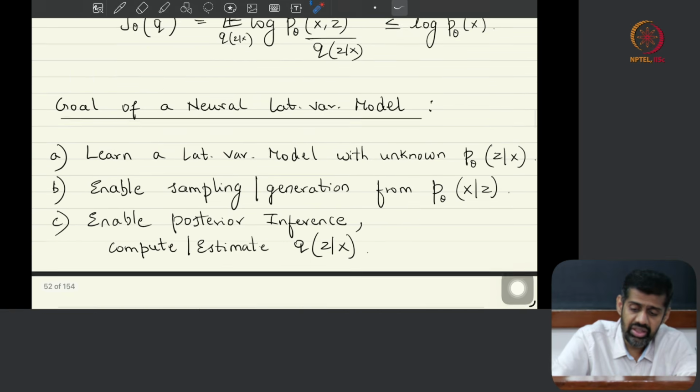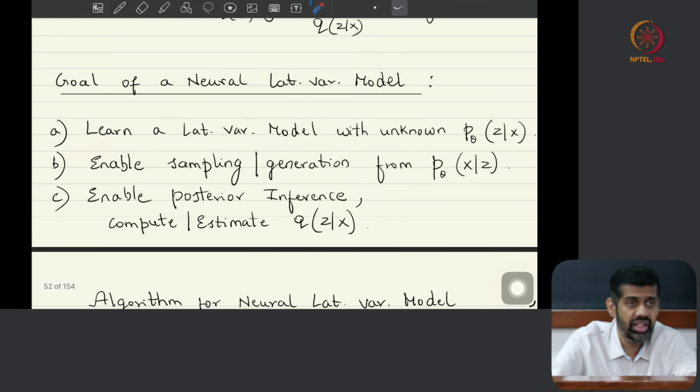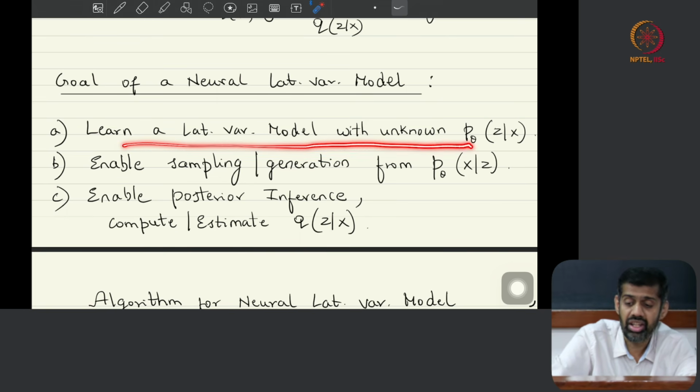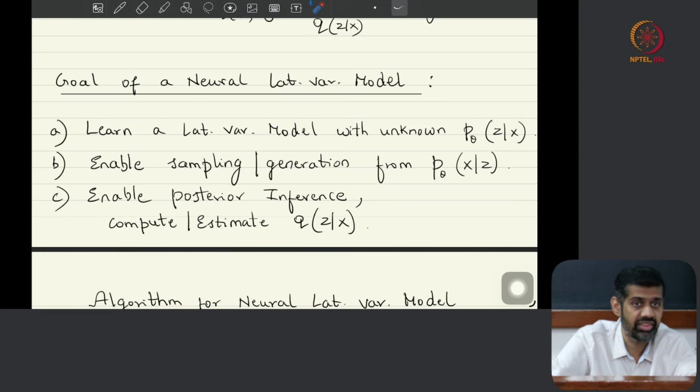Now, the question that we will be asking is that if there is a case where the distribution of the latent variable given data is not tractable, how do you construct latent variable models? That is where we come up with the neural latent variable models, of which VAE and DDPMs are special cases, diffusion models are special cases. The goal of any neural latent variable model is that we first have to learn a latent variable model with an unknown posterior p theta z given x.